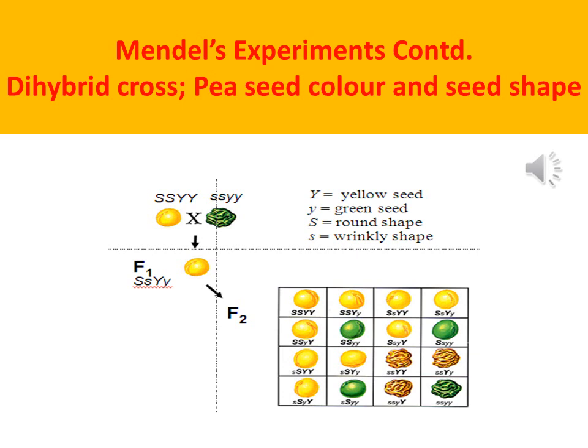He went further to self-pollinate the F1 generation, resulting in an F2 generation where 9 of them were yellow and round, 3 of them were yellow and wrinkled, 3 of them were green and round, and only one was green and wrinkled, in the same ratio of 9 to 3 to 3 to 1 as seen in the former experiment.